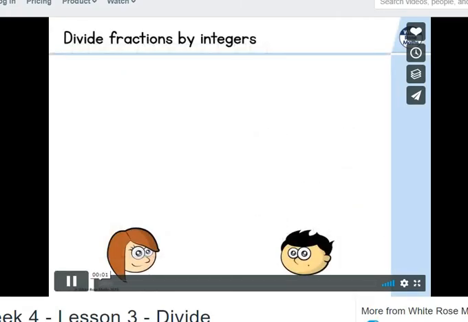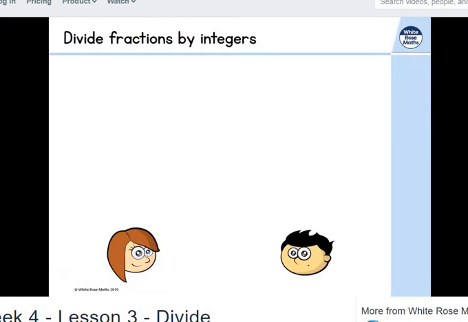Hello there and welcome back. Today we're going to have a look at dividing fractions by integers, which remember that integer word means whole numbers. And at White Rose Maths, we're all about sharing, so we're going to do a bit of sharing to start us off. So here we go.